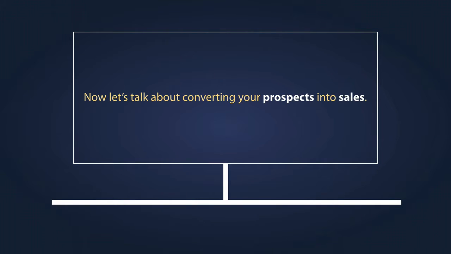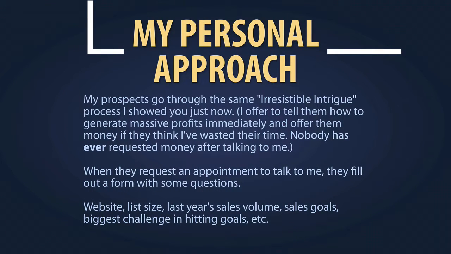Here's my personal approach. My prospects go through the same irresistible intrigue process I showed you just now. I offer to tell them how to generate massive products immediately, and then I offer them money if they think I've wasted their time. And by the way, no one I've ever spoken to in my business has ever said, please give me the penalty for wasting my time, ever. And I've been using this approach for 3 consecutive years. Actually 4. I started doing it in 2012.